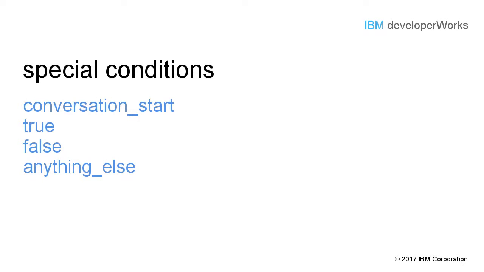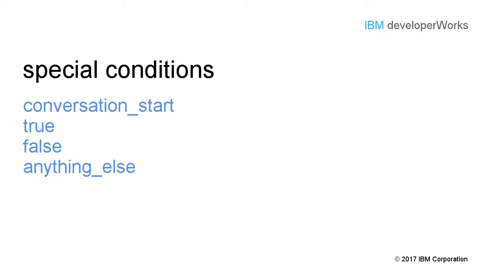There are a few special conditions that I'd like to point out. There's conversation start. This condition is set to true at the beginning of the dialogue and false for every subsequent dialogue turn. There is the true condition, which always returns true, the false condition, which always returns false, and finally, there is the anything else condition.